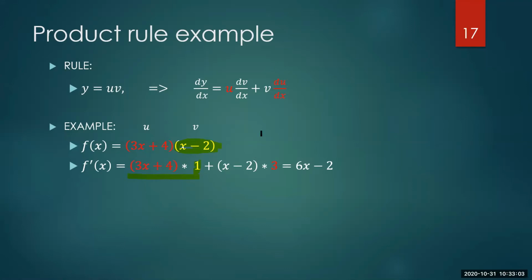And then for the second step, we want v times du dx. So we see that v is x minus 2. So we write down x minus 2, and we multiply that by du dx. And we see when we differentiate 3x plus 4, we get 3. And so that's where it comes from. And so when you multiply these out, which is fairly simple, and you add, you get f dash of x is equal to 6x minus 2.